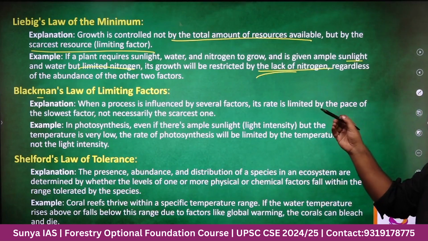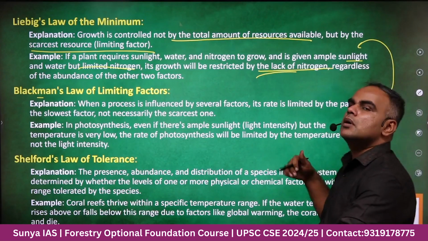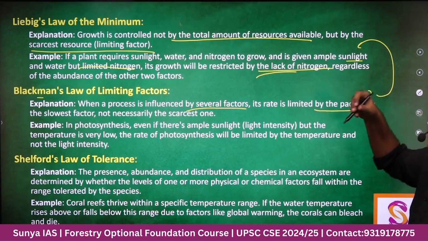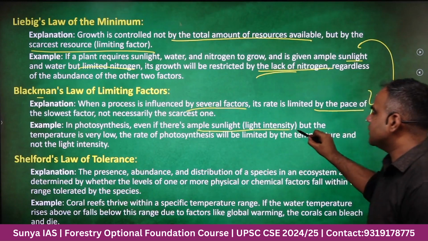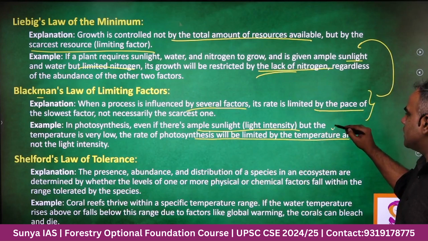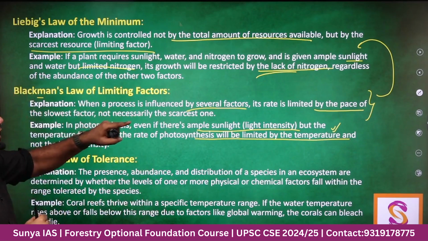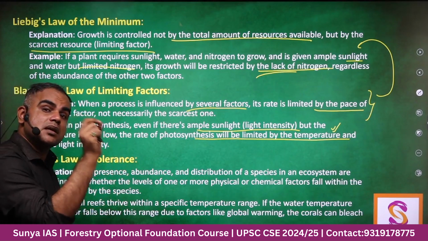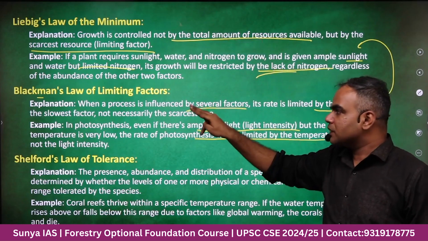Second is the law of limiting factors. This is slightly similar to the previous one, but there's a small change. When a process is influenced by several factors, its rate is limited by the pace of the slowest factor, and not necessarily the scarcest one. Even if there is ample sunlight, if the temperature is very low, the rate of photosynthesis will be limited by the temperature and not by the intensity of light. So a minor change is there. This law tells you that it is the pace of the slowest factor that matters. This is a slightly more nuanced one, as we talk about Liebig's law of minimum and Blackman's law of limiting factors.